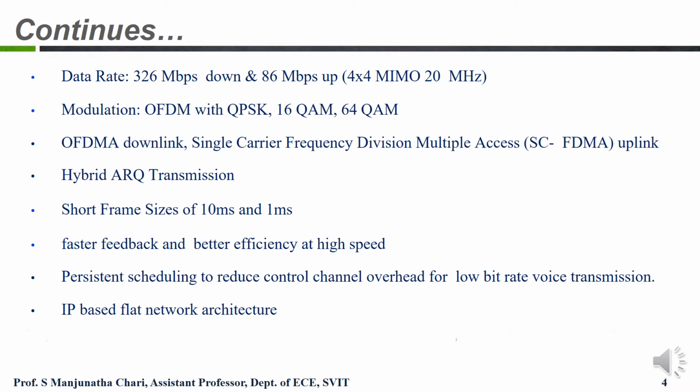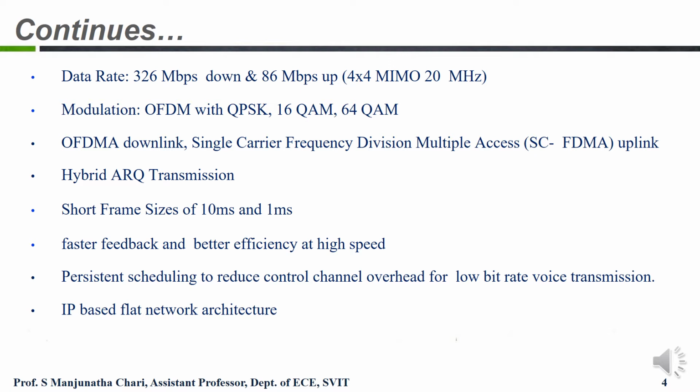Generally, for lower bit rates it is OFDM with QPSK. For higher data rates, it is OFDM with the 64 QAM technique. And the technologies used for uplink and downlink are, for downlink it is OFDMA, for uplink it is single carrier frequency division multiple access. What are the differences between OFDMA and single carrier FDMA, and why it is moving on to this, we will see in further slides.